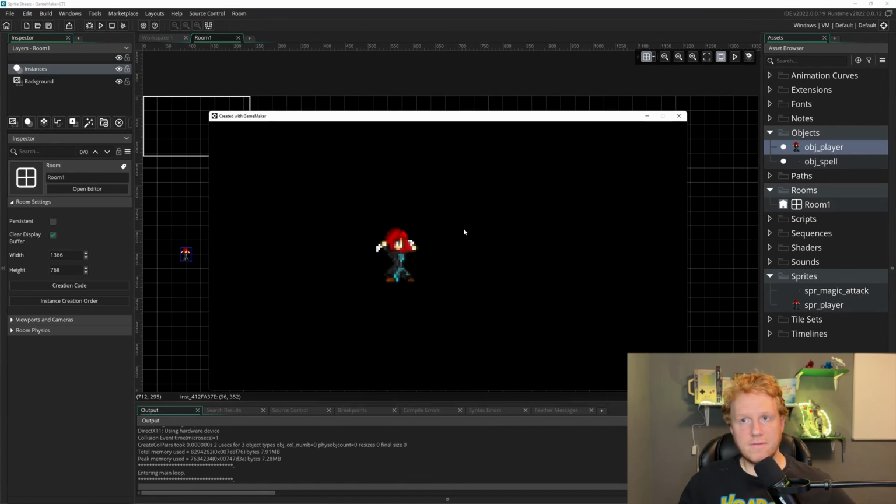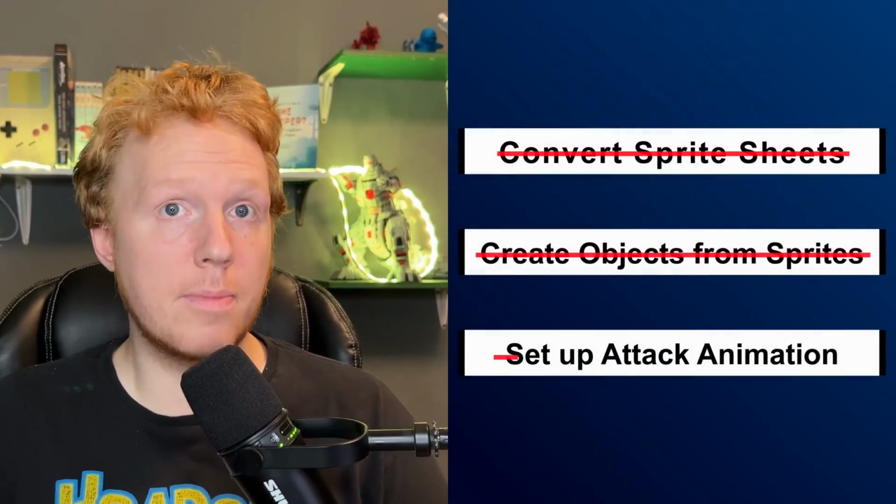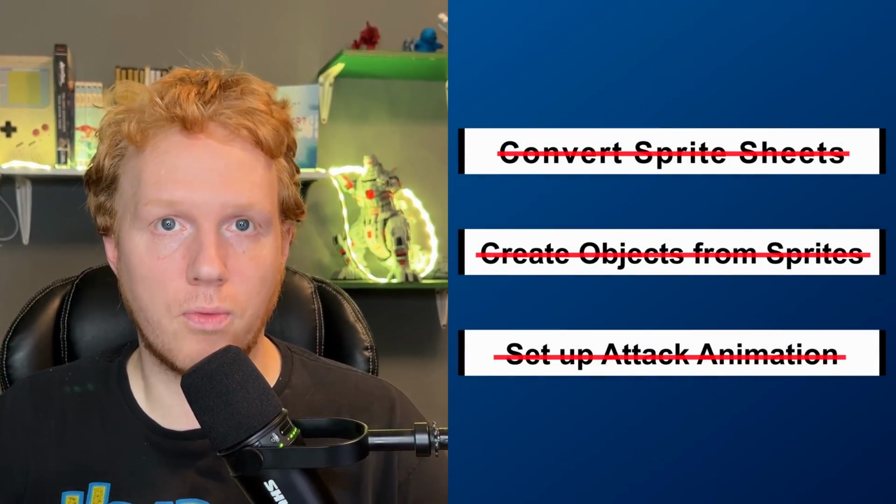And if we press F5, we can now see the room and we can create the spell with our attack by pressing the space bar. And that's how you can take just a couple sprite sheets and create something really cool. I hope you found that helpful and you learned something new.